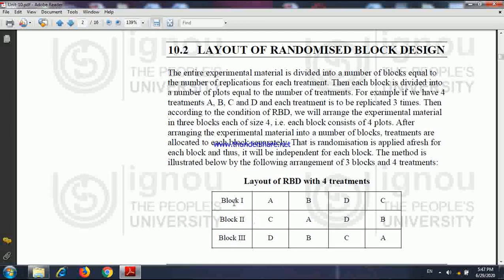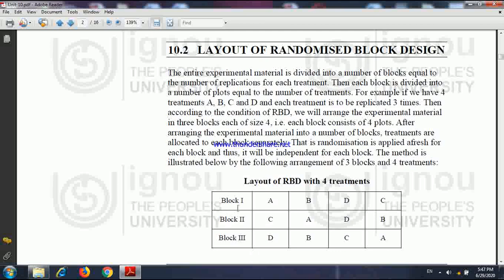So this is the first block. In the first block, these units are homogeneous, almost homogeneous, should I say. This is one experimental unit, this is another experimental unit, this is another experimental unit. In the second block also all these units are homogeneous. In the third block also all these units are homogeneous.